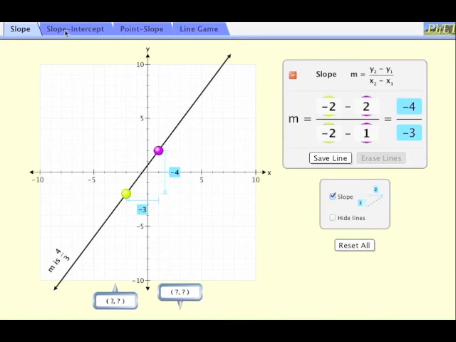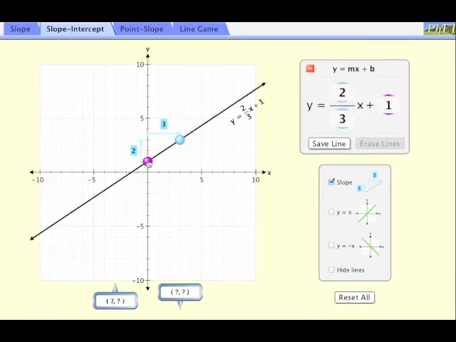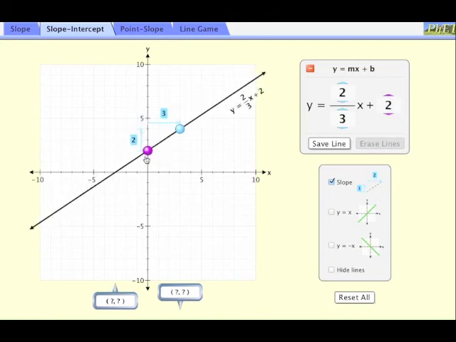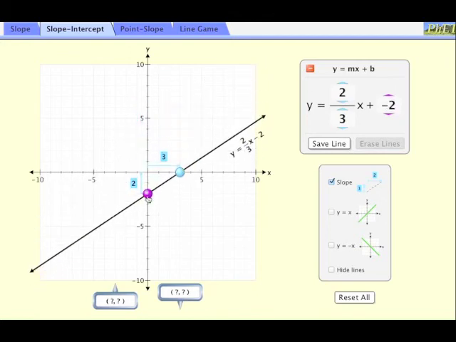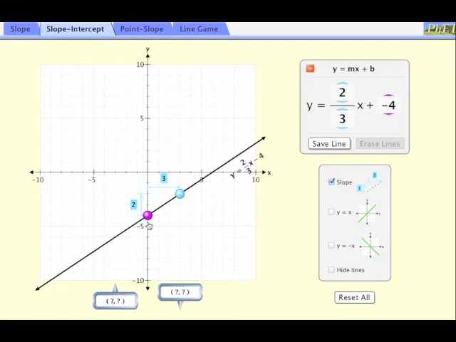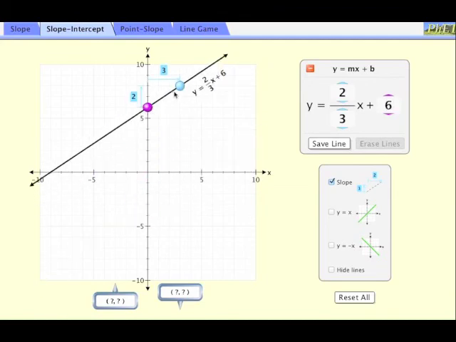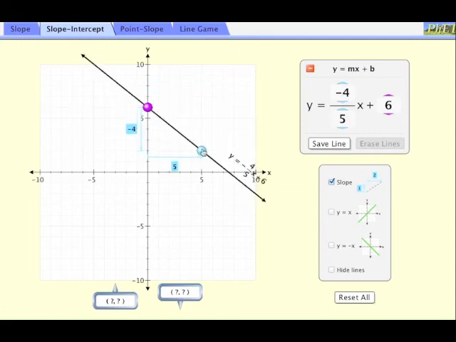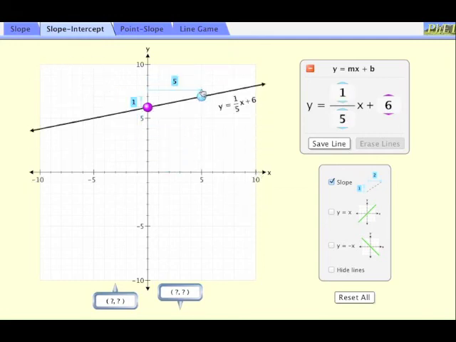Now let's go up to Slope-Intercept. In this tab, you can control two different things. One of them is the y-intercept of a line. So you can notice how the y-intercept of the equation changes as you move the purple point. And then you can also change the slope of the line by changing the position of the light blue point.